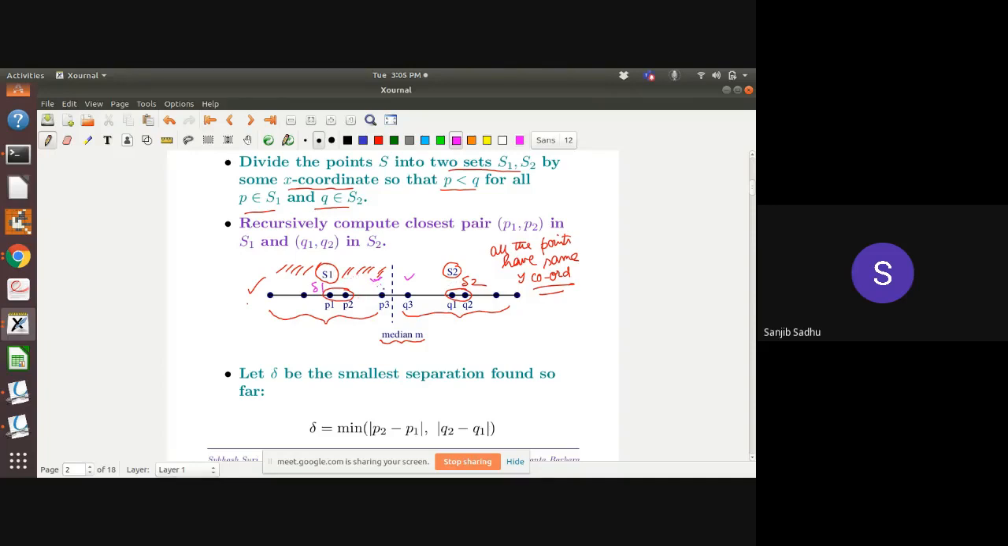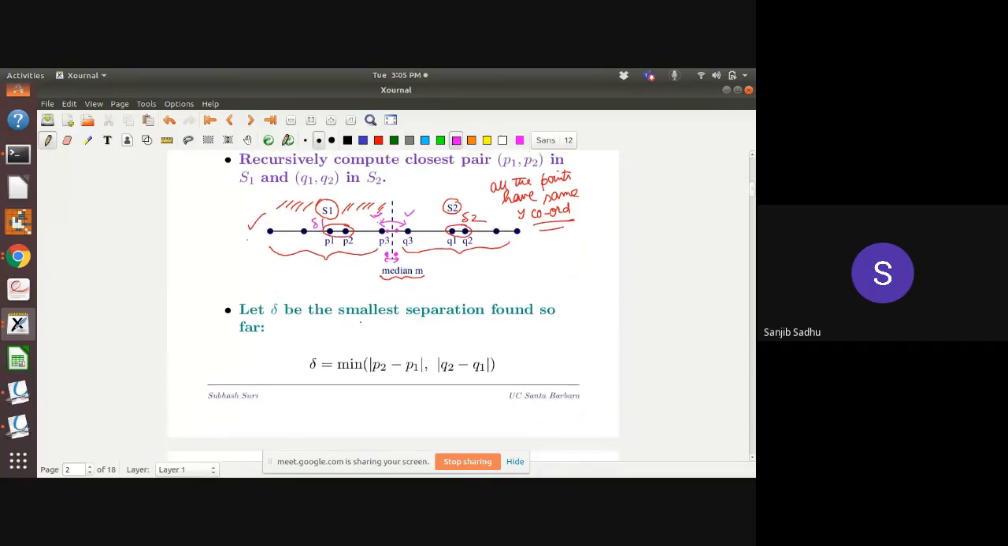So if, for example, this distance also I should compare, it may be the case that there is a point like this and a point like this, and this distance is minimum. Are you getting it? Yes, sir. So I have to take care of that fact also. So how can I do that?